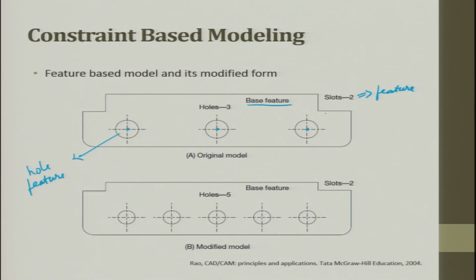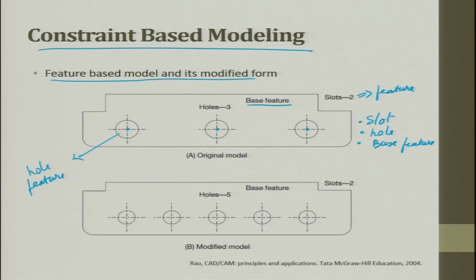So now the feature of slot is known to me, the feature of hole is known to me, the base feature is known to me. I only put the location for these features in the drawing such that I get whatever I want. This is again a constraint based modeling and here it is feature based modeling in its modified form. Why is this important? Because I know how to create a slot, I know how to create a hole. When I say I know how to create a hole, I know the list of process parameters, the machine to use, and the tooling to be used such that I get the output.